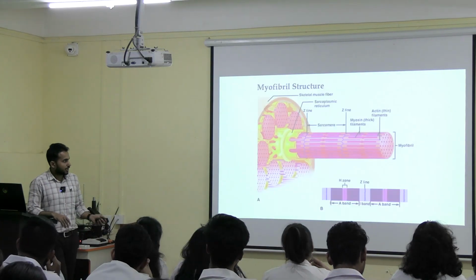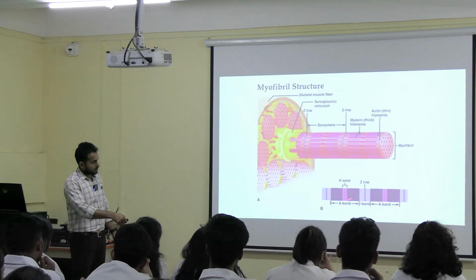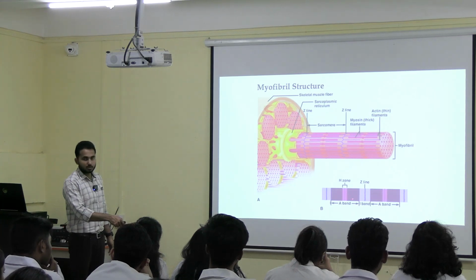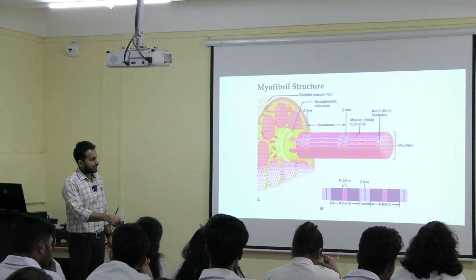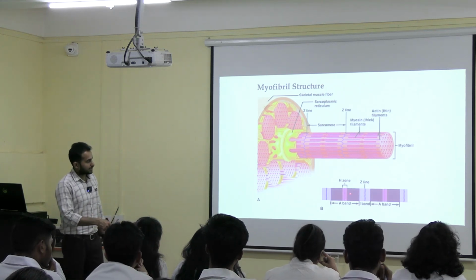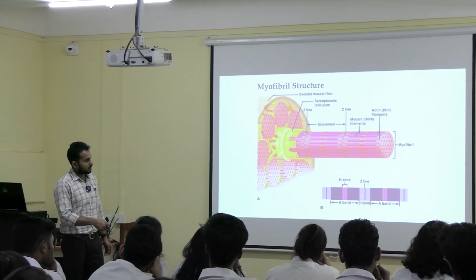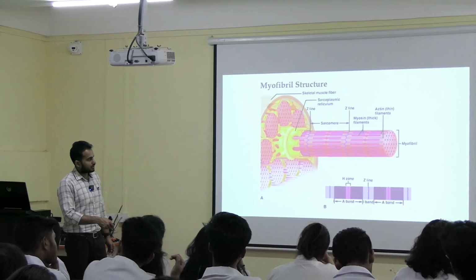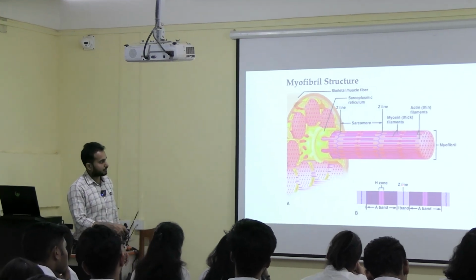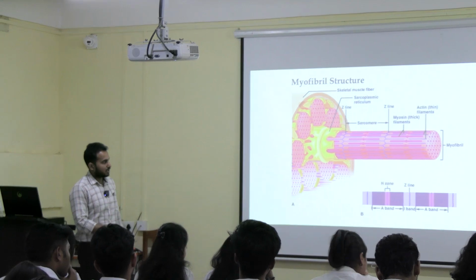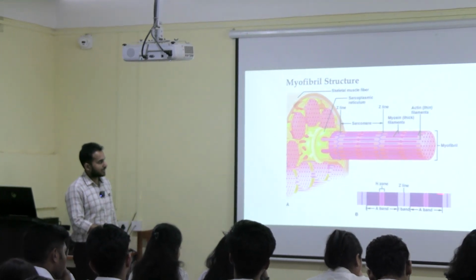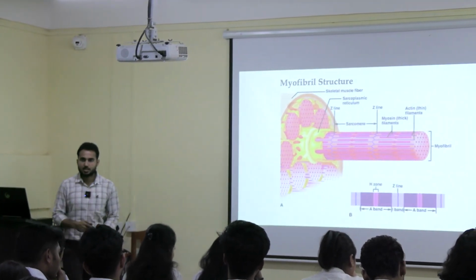Here you can see, this is the A band, also called the dark band. This is the light band. Again dark band, and again light band. Now this is the dark band. At the center you can see the H zone, and at the center of the H zone you can see the M band. Here at the center of the I band is another band, called the Z line. So the area between this Z line and this Z line is called the sarcomere.